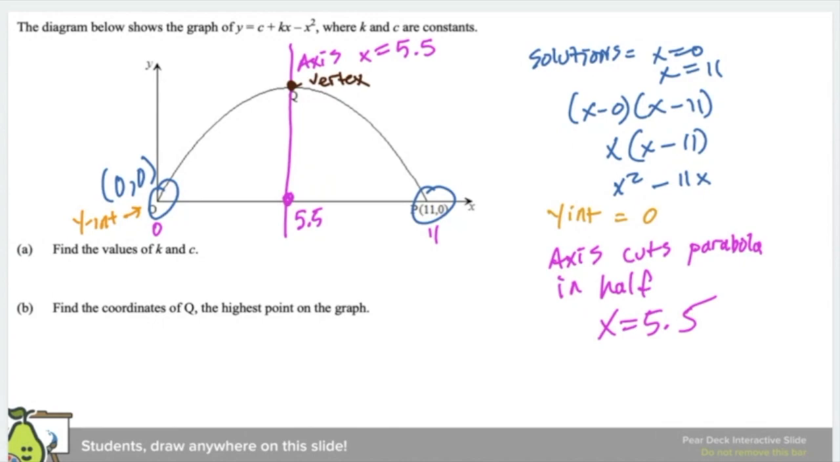So we've got that. The vertex, we can't find it because we don't have the equation. So now let's go by what we're given up here. This is what the equation is supposed to look like, but we still need to find c and k. And if you notice here, x squared is negative. I have to change this so that x squared is negative. So I'll get negative x squared plus 11x. So then that's my equation.